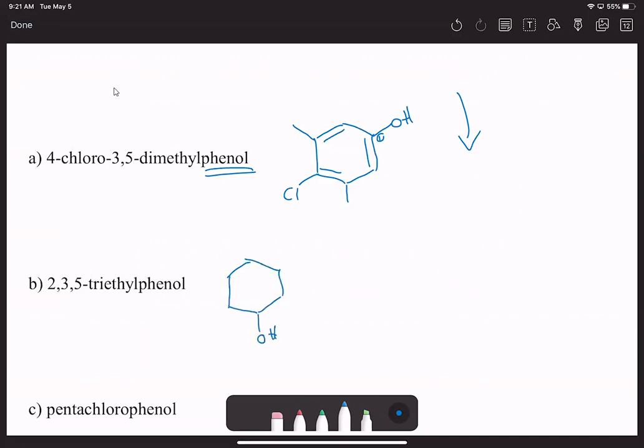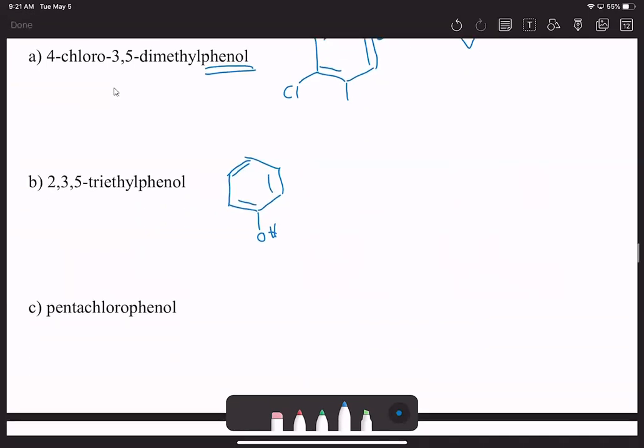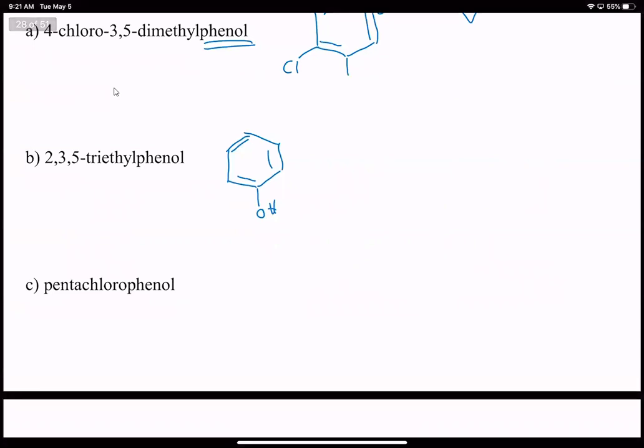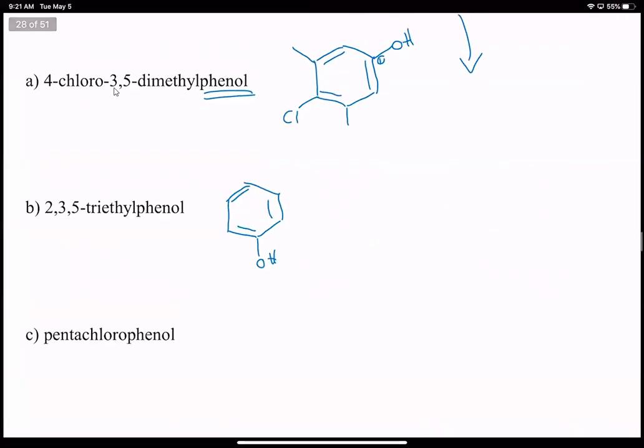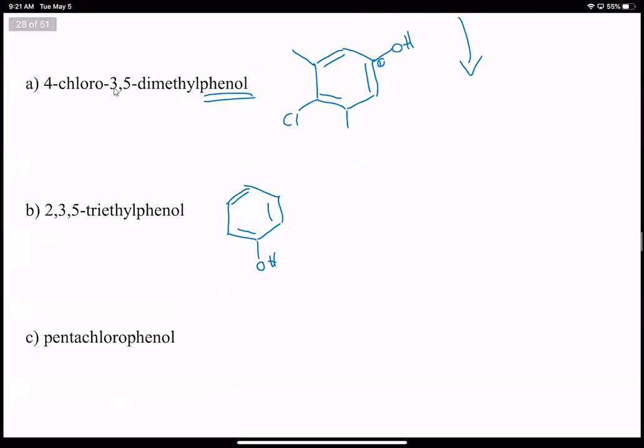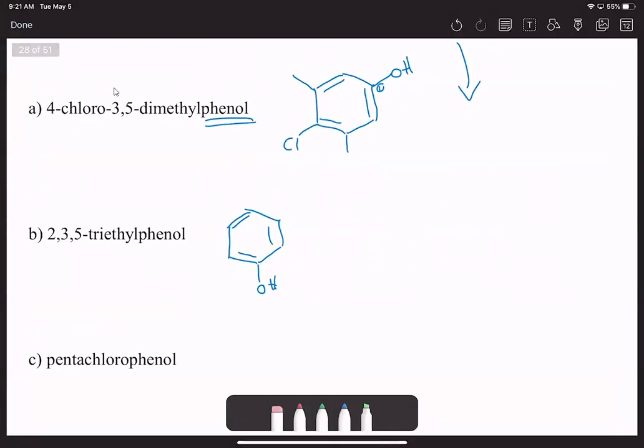Let's put the hydroxy group in the bottom now. So here I have... All right. So here, this is going to be carbon number 1. I have 2, 3, 5 triethyl. 2, 3, 5 triethylphenol.